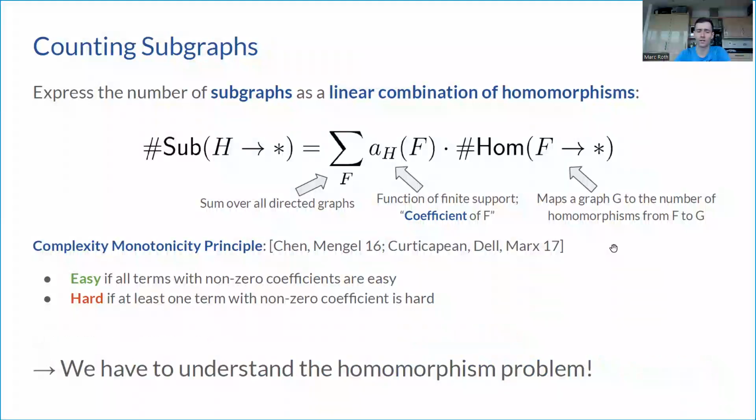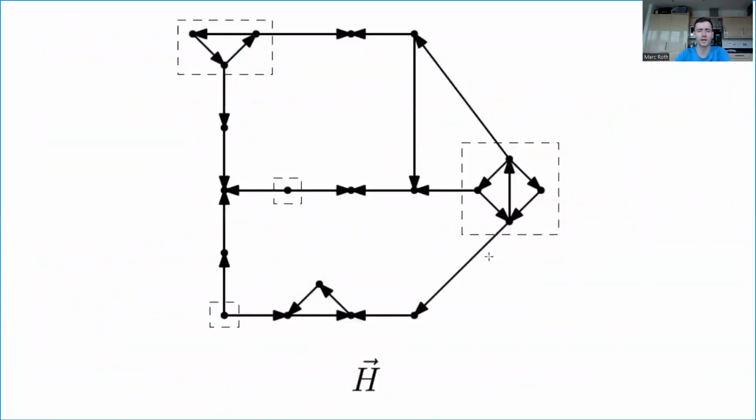So what does this mean? Given this property, to understand the subgraph counting problem in directed graphs, we have to understand the homomorphism counting problem in directed graphs. There's no way around it. So let's take a look at this. As I said before, I won't go into the many technical details, but will give more of an overview, and feel free to talk to us during the conference.